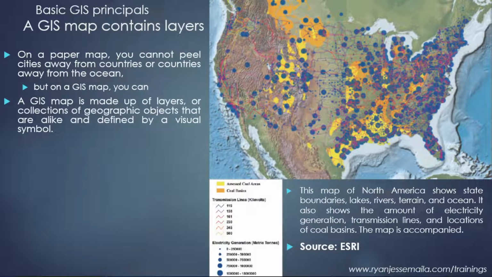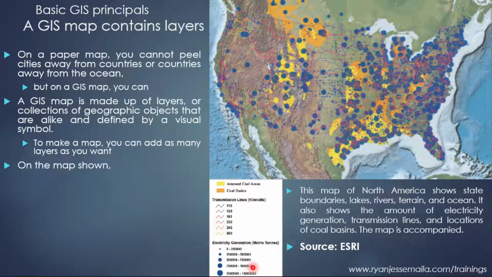So a GIS map is made up of layers, or collections of geographical objects that are alike and are defined by a visual symbol. And in this case, the visual symbols are these colors that have been color coded to help you understand. You can also see the sizes of these, which will help you understand the distribution of electricity generation.